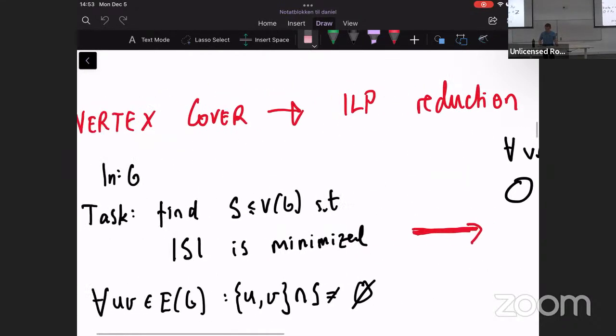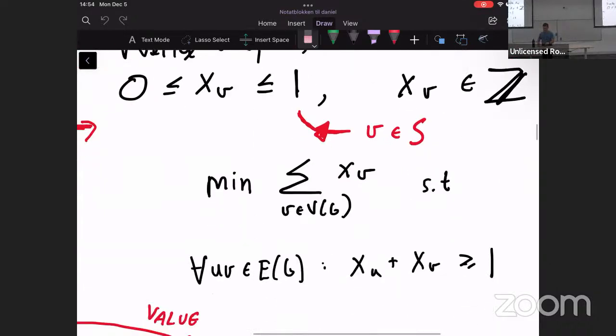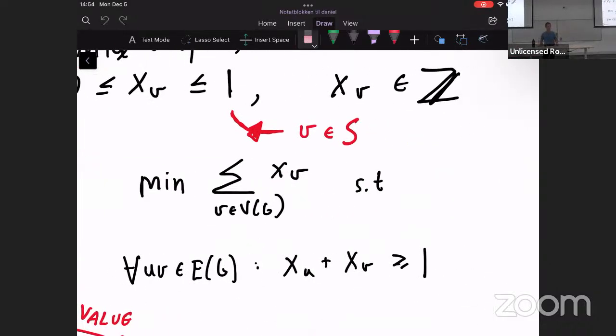And now, finally, for every edge of the graph, we want to make sure that at least one of its endpoints has been covered. Okay, so how do you encode that as a linear constraint? Yeah, so for every edge UV, we make a constraint that is xu plus xv is greater or equal to 1, right? So this is what this looks like. And now this is what is called an ILP formulation of vertex cover.